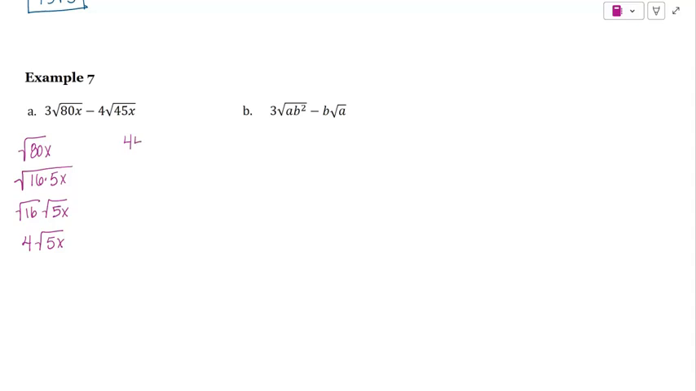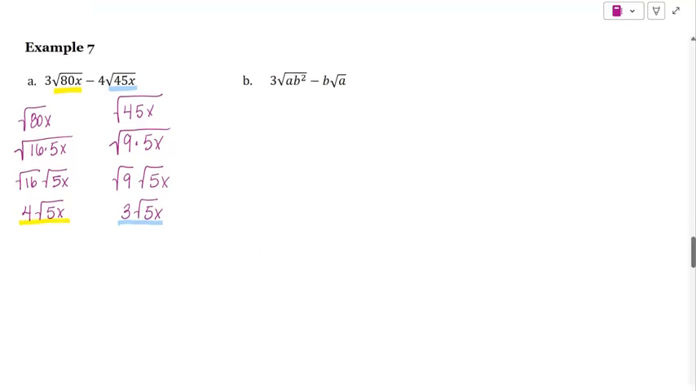Looking at the square root of 45x, 45 is 9 times 5. So I can separate that square root of 9 and get 3. This is looking good because these two square roots that I'm ending up with both are the same, and it looks like I'm going to have like terms. So this is going to get substituted for this, and this will get substituted for this.